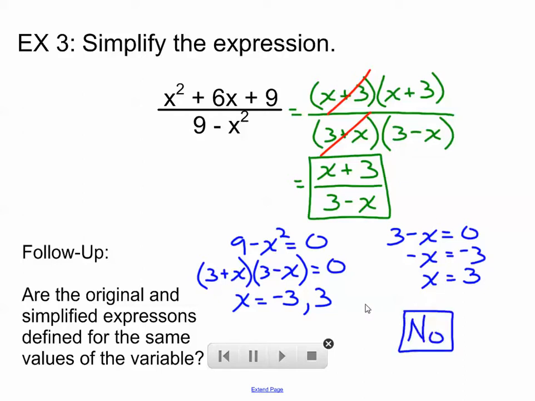And we can see here that negative 3 is a value that would make this denominator 0, but negative 3 does not make the simplified expression's denominator 0. So they are not defined for the same values of the variable.